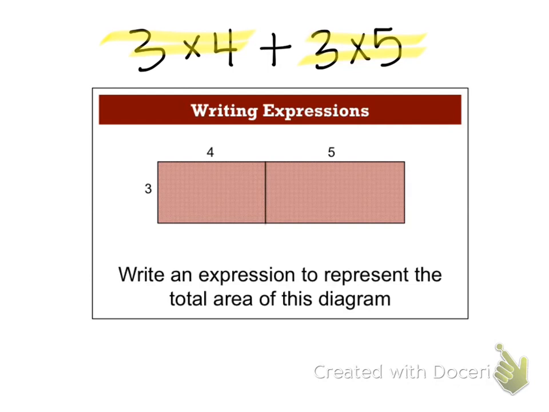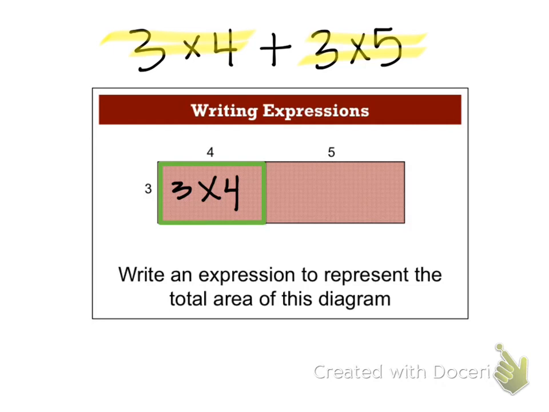Now let's see how that relates to our compound figure. In our compound rectangle below, we can see that it's made up of two smaller rectangles. The first one's highlighted here in green. This green rectangle has a width of 3 units and a length of 4 units. So the area of this green rectangle could be found by multiplying 3 times 4.